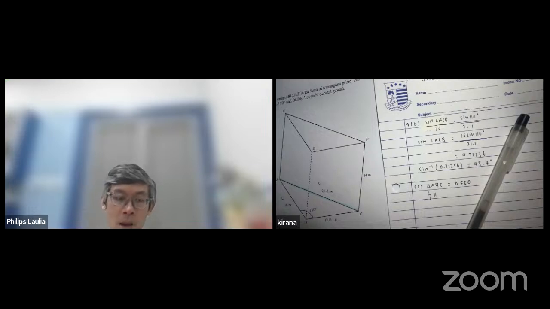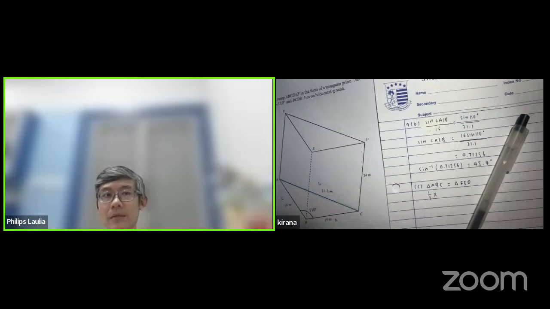The two triangles and the rectangle. You mean you need the area of the triangle and the area of the rectangle? Is that what you mean? Yeah.